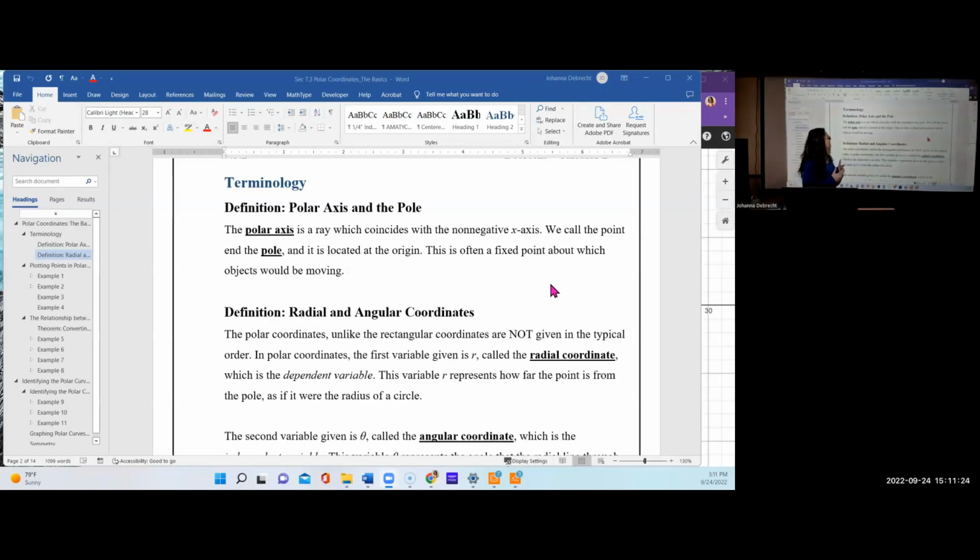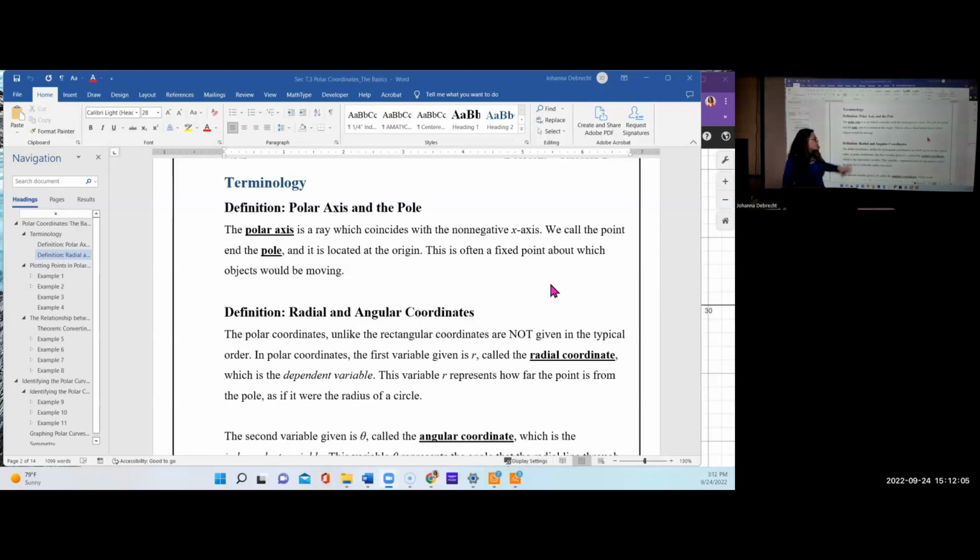we want to define the polar axis, which again is a ray corresponding with the non-negative x-axis, starting at the origin or the pole and moving off to the right. We call the end point of it the pole, which corresponds to the origin. And this is a fixed point in space around which, if we're describing something moving along a conic section path, the focus of one of those would be at the pole. And so the pole becomes a fixed point around which objects could be moving under the influence of some electromagnetic field or gravitational field or something like that.